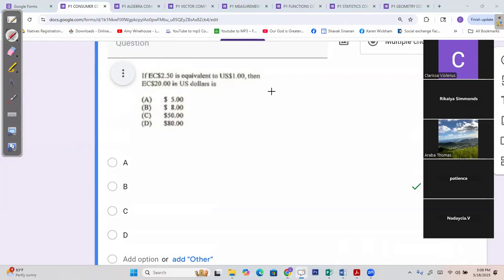Another way to do it is the division way, right? You should know you can't divide by a decimal number. So I'm gonna show you the decimal way.